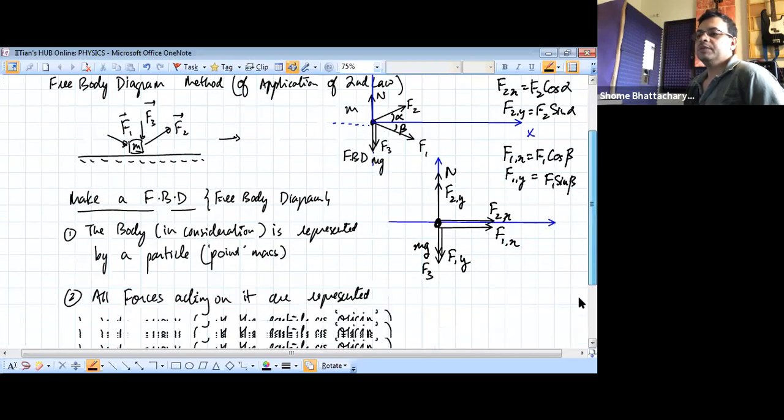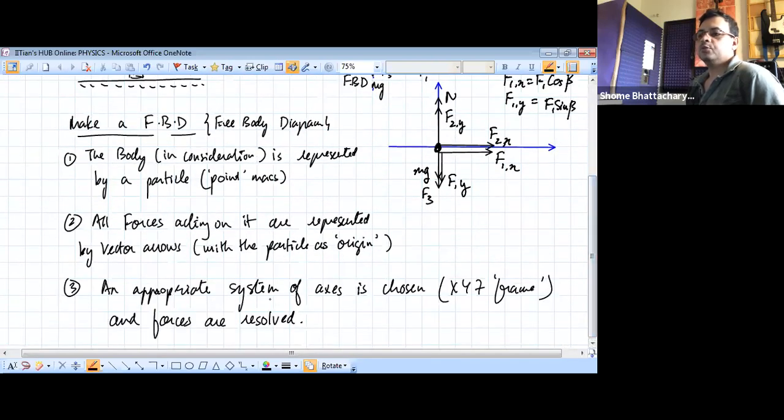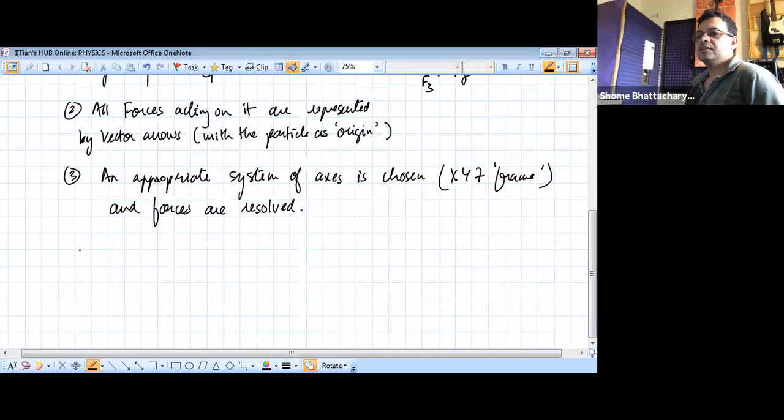So this is how we implement this step, the third step, that an appropriate system of axes is chosen and the forces are resolved. Now, once you resolve all the forces, the final step, the Newton's second law, is solved in component form.